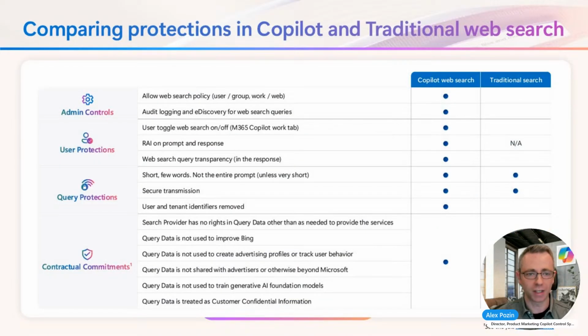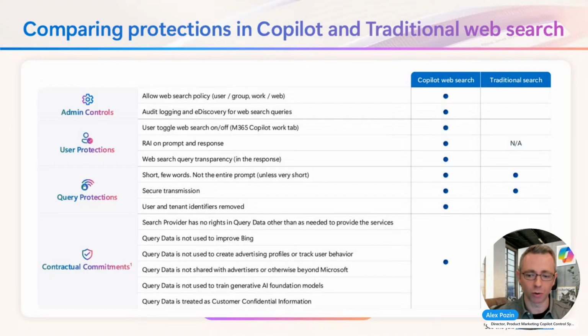So one of the things I talked about at the beginning is that Copilot web search is more secure and private than traditional web search. This slide illustrates why that is true. As you can see, there are significant differences in terms of admin controls. There are also differences in user protection. And even on the query protection side, the user and tenant identifiers are removed from Copilot web search. And last but not least are the contractual commitments themselves.